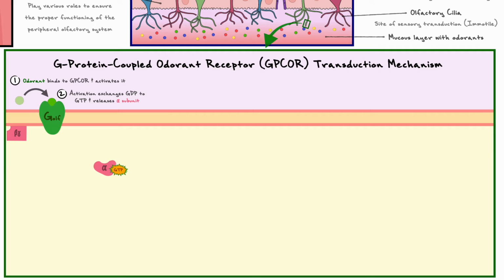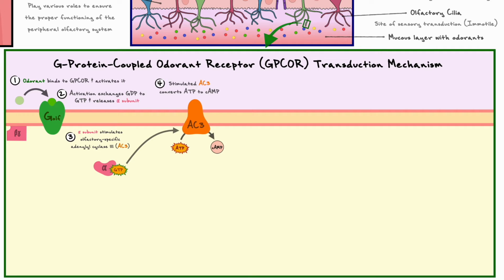The activation of the G protein will switch the GDP of the alpha subunit to GTP and cause the dissociation of the alpha subunit from the beta and gamma complex. The activated alpha subunit then goes on to activate the olfactory specific adenylyl cyclase 3, or simply AC3, and when active, AC3 will convert ATPs to cyclic AMPs.